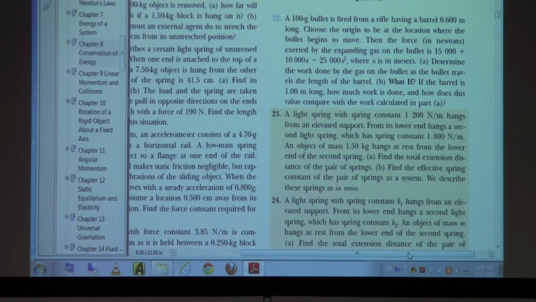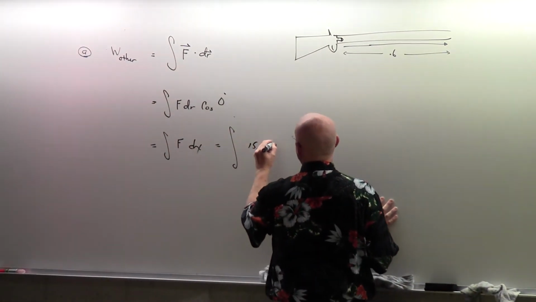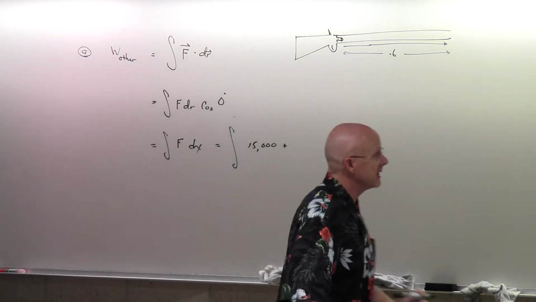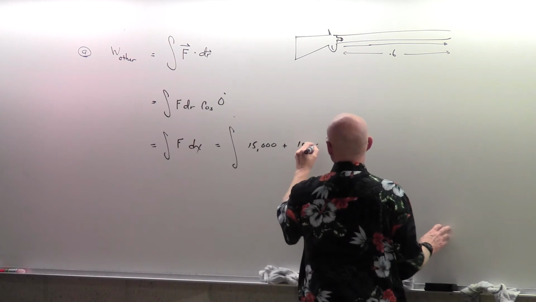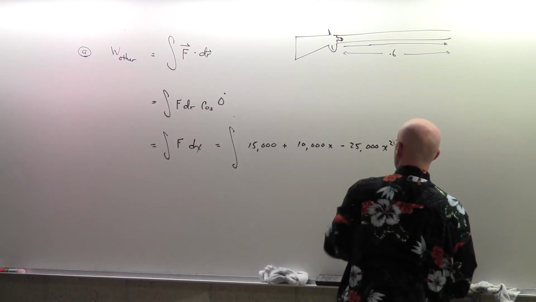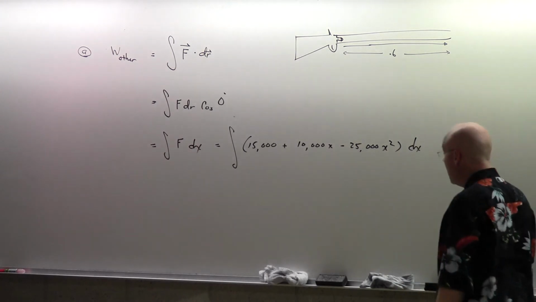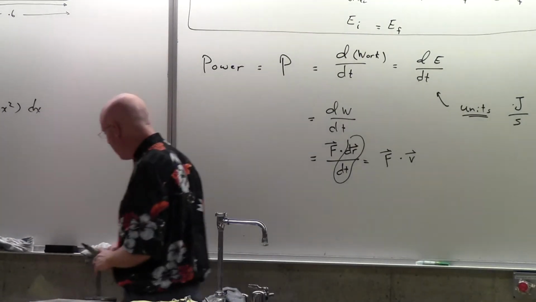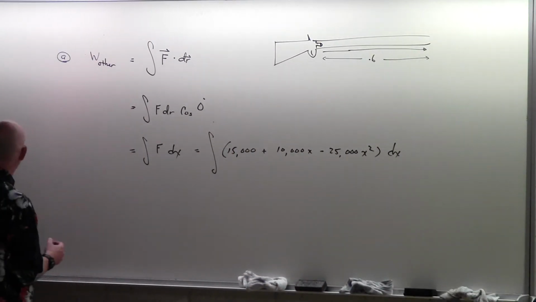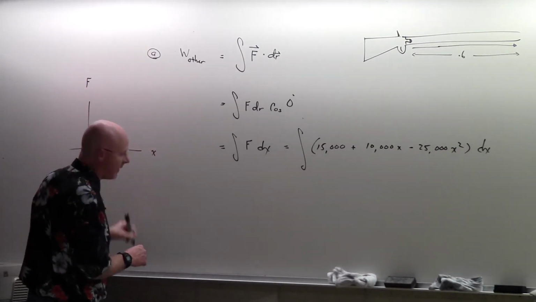And so they've got 15,000 plus, or was it a minus? It's a plus 10,000, and it's 10,000x, right? Yeah. And then minus 25,000 x squared. And you could probably actually do this integral without even more thought about that equation. But that never sits well with me. And so I kind of like to think about what they are giving me.